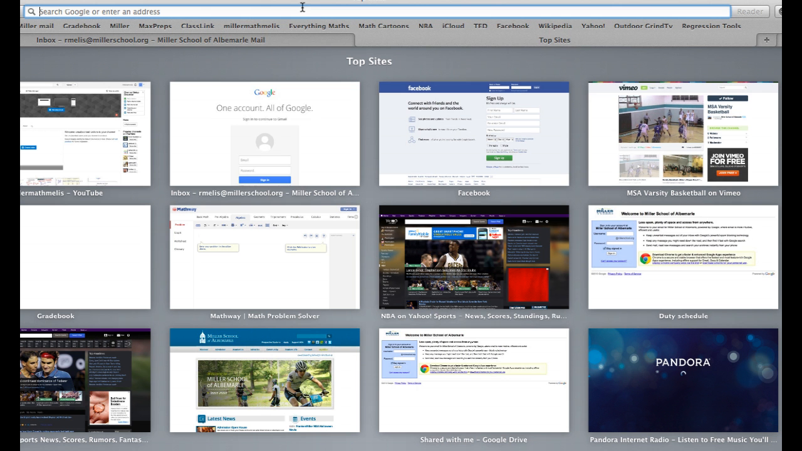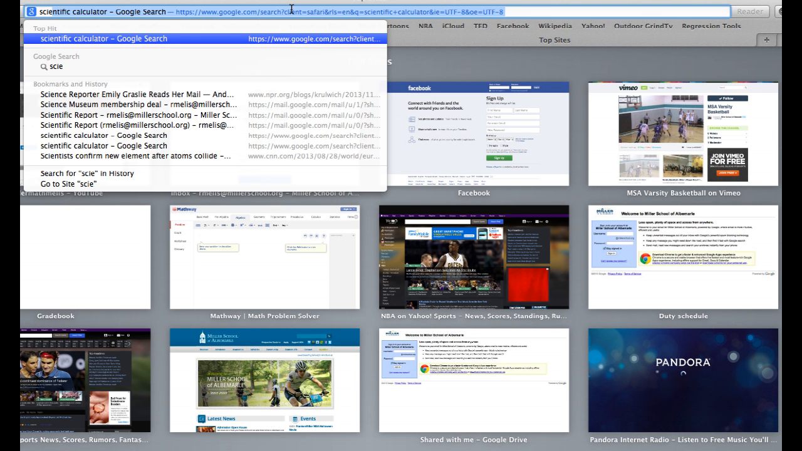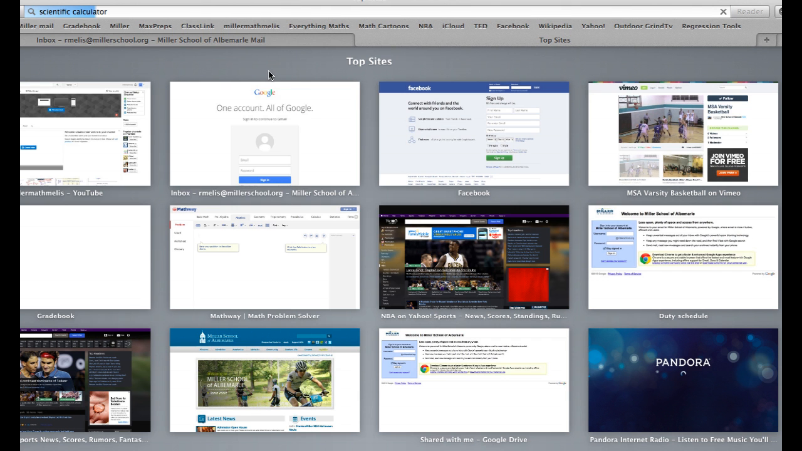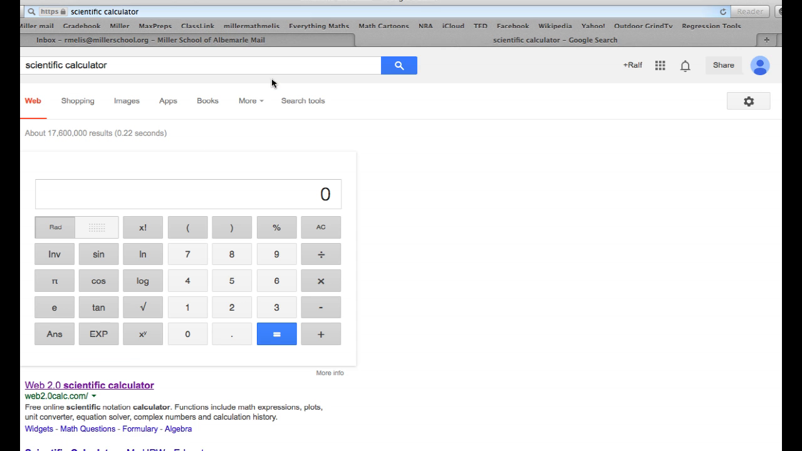So let's look at scientific calculators. I should be able to come up with one. Do we have an inverse sine on here? It looks to be right there. So the inverse sine of, what did we say, 3 divided by 5, and then we get an answer, and it says it's 0.64.